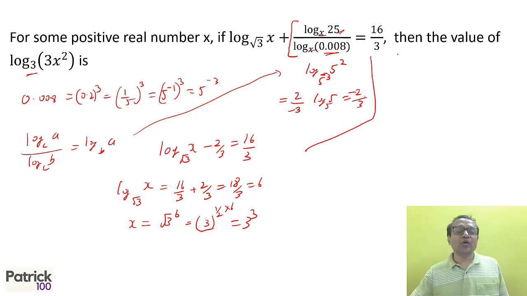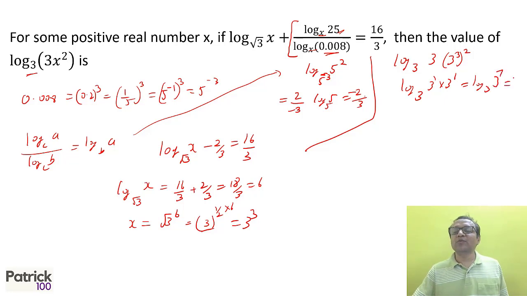Now substitute out here. Log to the base 3, 3x square is 3 power cube square, with log to the base 3, 3 raised to 1 into 3 raised to 6. Log to the base 3, 3 raised to 7 will give you 7 as the answer. So the answer is 7.